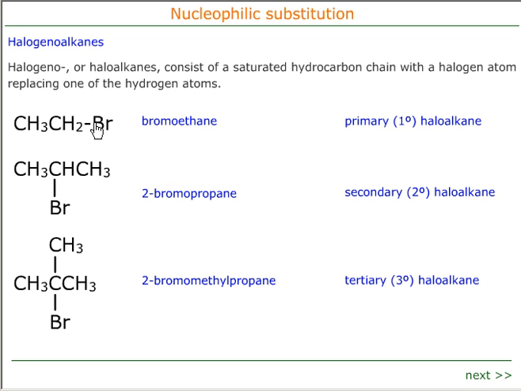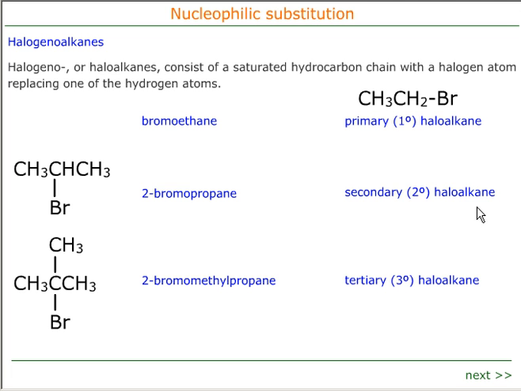When the halogen atom is attached to a carbon, which in turn is only attached to one alkyl group, then it's a primary haloalkane. In other words, the carbon that holds the halogen has one alkyl group attached. So bromoethane is a primary halogenoalkane or haloalkane.